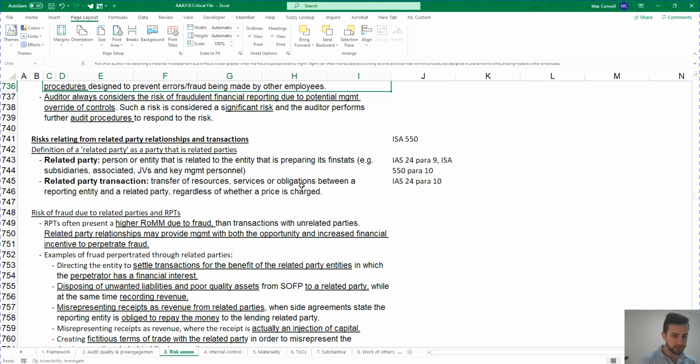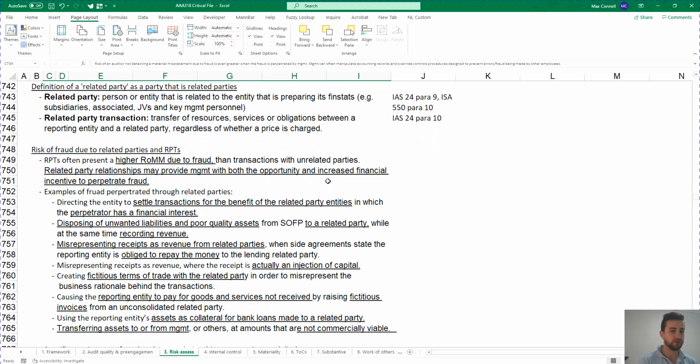So related party transactions, or RPTs, often present a higher risk of material misstatement due to fraud than transactions with unrelated parties. Related party transactions may provide management with both the opportunity and increased financial incentive to perpetrate fraud.